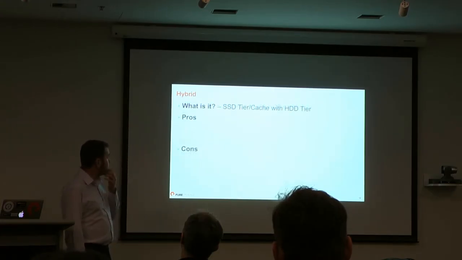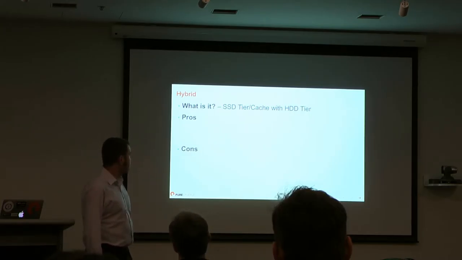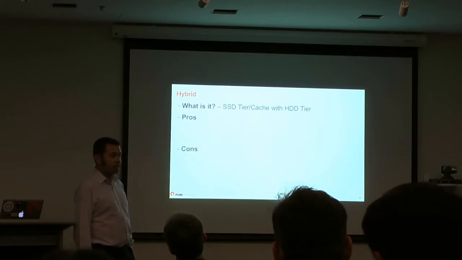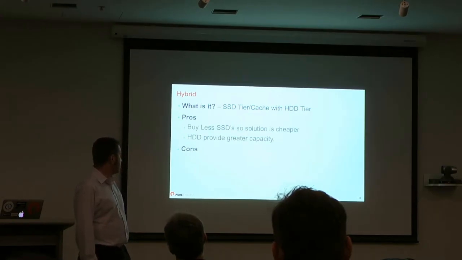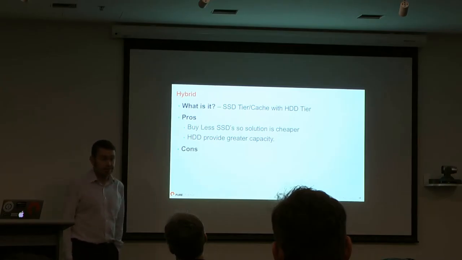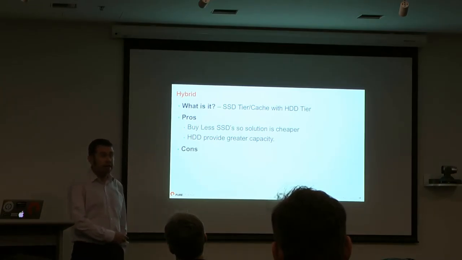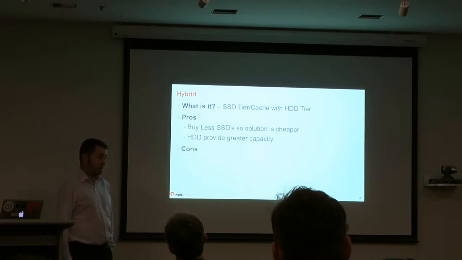So hybrid. What's hybrid? Well, hybrid's basically where you've got a combination of SSDs and hard disk drives. This could be a tiering technology, could be a caching technology, and you're really trying to accelerate the I/O in cache before it hits the hard disk tier. So what are the pros of that? Well, I'm buying less SSDs for a start, so it's going to be a cheaper solution. And then I've got my magnetic disks as well, which come in today with 6 terabytes, so I'm potentially getting a greater capacity.